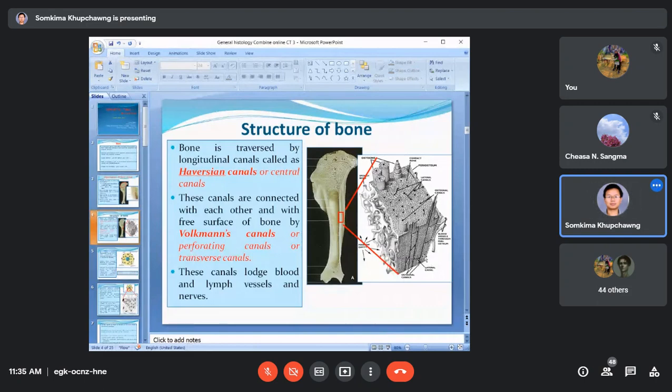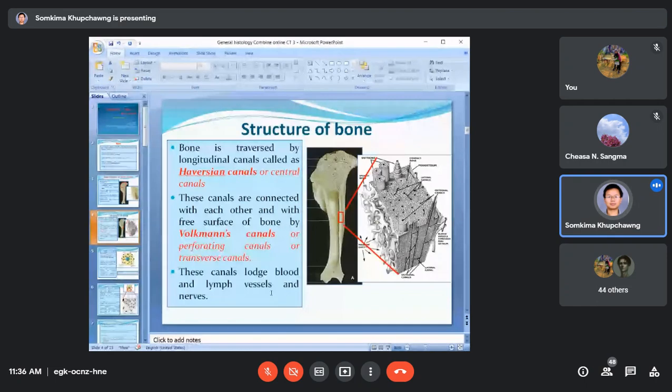So we can say that Volkmann canals are communicating the adjacent Haversian canals. What is the importance of these Haversian canals or the Volkmann canals? Here it says these canals lodge the blood and lymph vessels and the nerve. So their importance is that they lodge the blood and lymph vessels and the nerve.